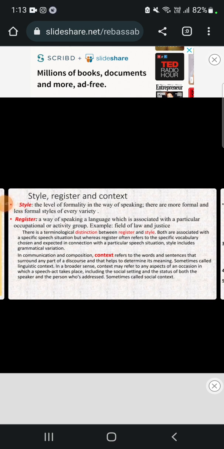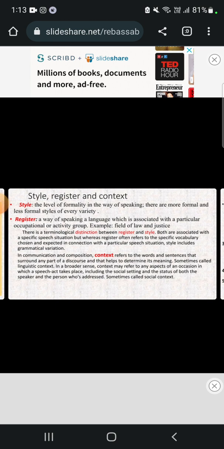So in the strict sense, by definition, style is the level of formality in the way of speaking. There are more formal and less formal styles of every variety. If we explain register, we explain a way of speaking a language which is associated with a particular occupational or activity group, for example, the field of law and justice.